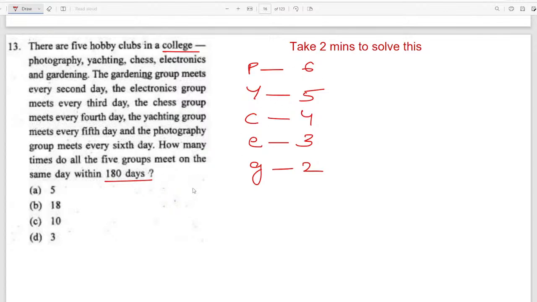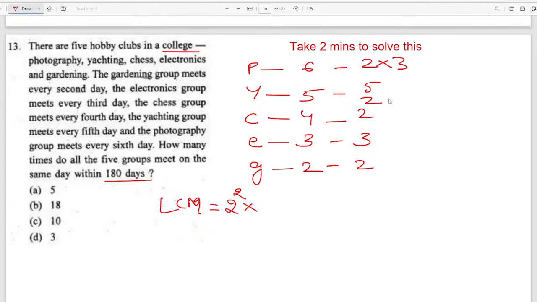To find the day when they meet all together, we have to find the LCM. 2 can be written as 2, 3 as 3, 4 as 2 squared, 5 as 5, and 6 as 2 into 3. To calculate the LCM, I'll first take 2, and the highest power of 2 is 2 raised to 2.